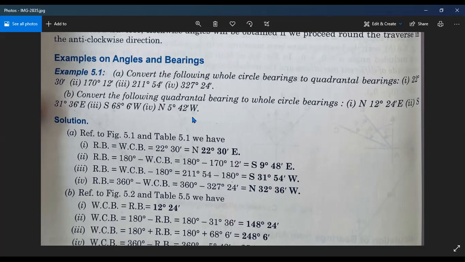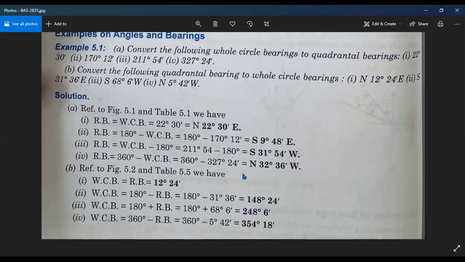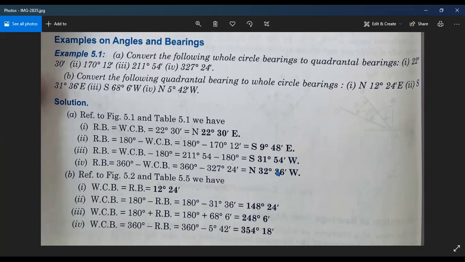Okay. Next we have 327 degrees 24 minutes, which lies in the fourth quadrant, varying from 270 degrees to 360 degrees. So I will express it in the quadrantal bearing system, that is from north towards west. The angle is 360 degrees minus 327 degrees 24 minutes. You can write it as north 32 degrees 36 minutes west in the fourth quadrant. Okay. So the basic idea is in the quadrantal bearing system, always the bearing of the line is expressed as from north or south towards east or west.